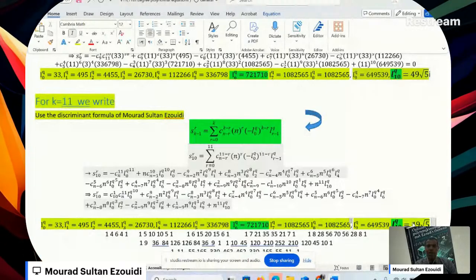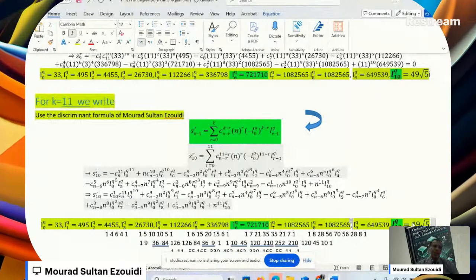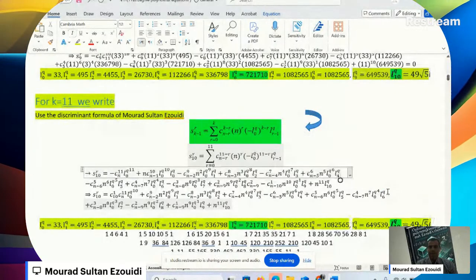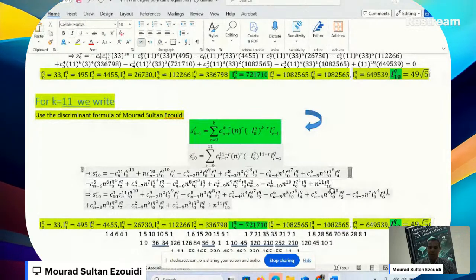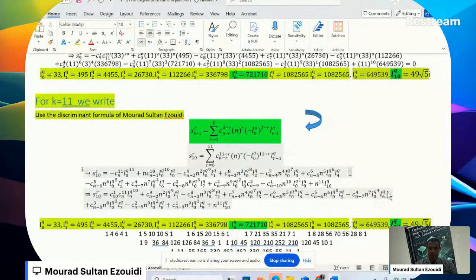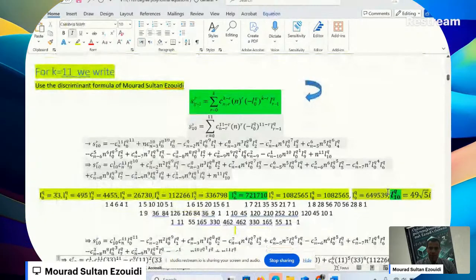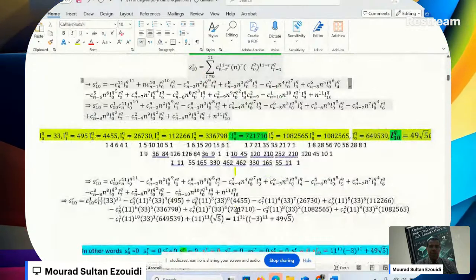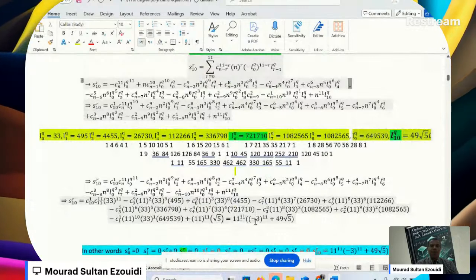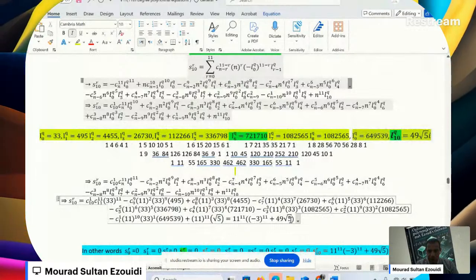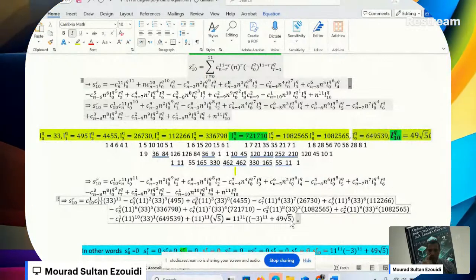Now my kids, I want to make our conclusion. After making the substitution, you will find that S10 is 11 to the power 11 times negative 3 raised to the power 11 plus 49 root of 5 times i, root of 5 i. So this is the last coefficient of your new 11-degree equation.